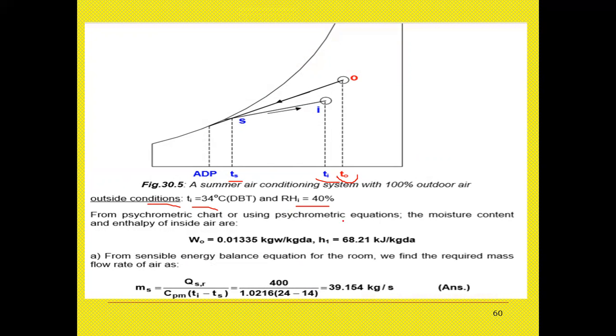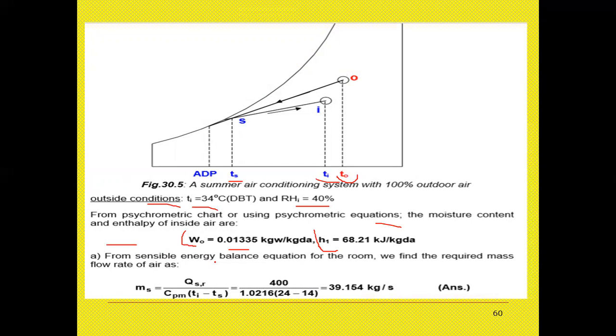From the psychrometric chart using psychrometric equations, the moisture content and the enthalpy of the outside air are W0, outside, equal to 0.01335 and H0 equal to 68.21 kilojoules per kg. Next, what are the things you have to find?